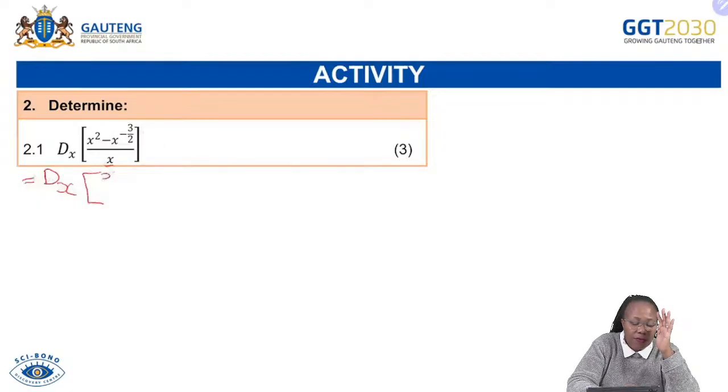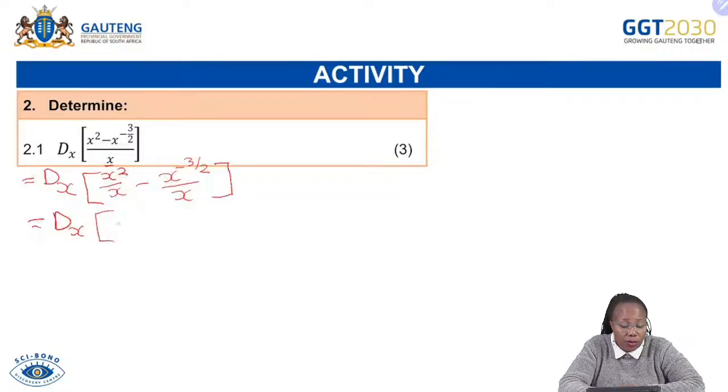We are busy simplifying. So x squared will take the denominator x, and minus x to the power minus 3 over 2 will also take a denominator x. Still simplifying, we write a d/dx. And then x into x squared, it goes only x to the power 1. Or you can say same base, we subtract exponent. Minus same base, and then it's minus 3 over 2 minus 1. That will be minus 5 over 2.